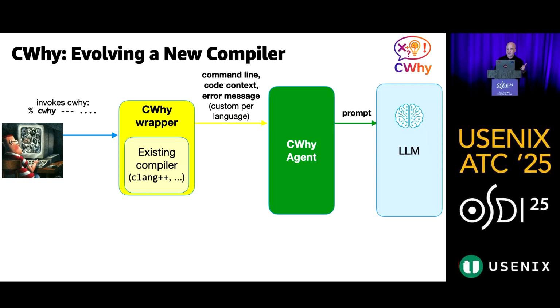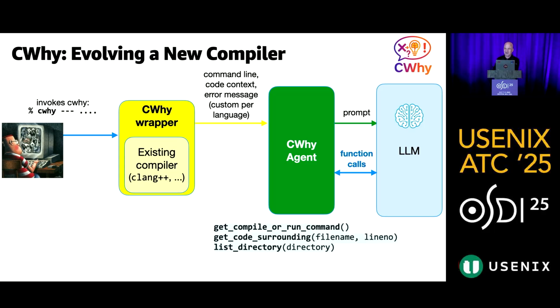So it has the command line info, which is important. For example, if you use some compiler flag for some language variant of C++, it's important for the LLM to know which one it is so it can understand the error and how to fix it. The error message, of course, we parse out the error messages on a language-by-language basis, so we can grab snippets of the code, and we form a prompt.